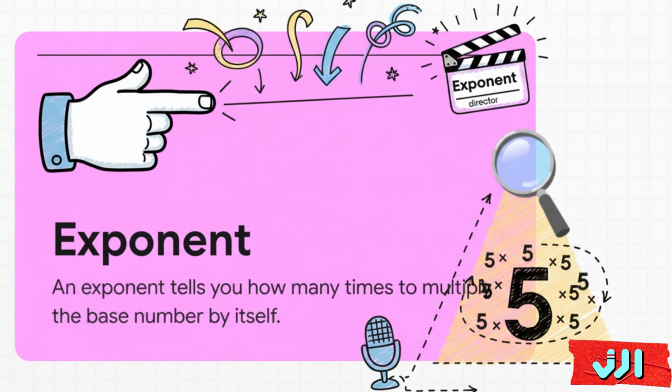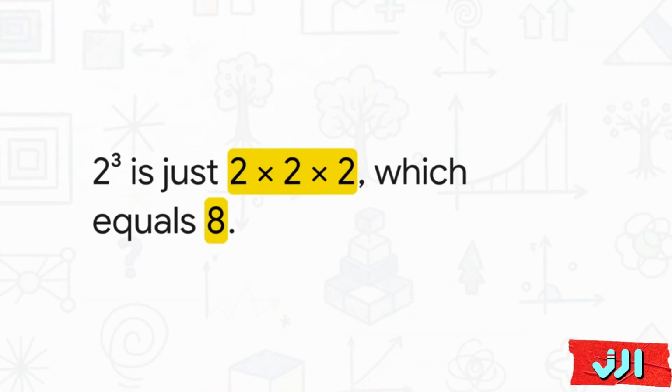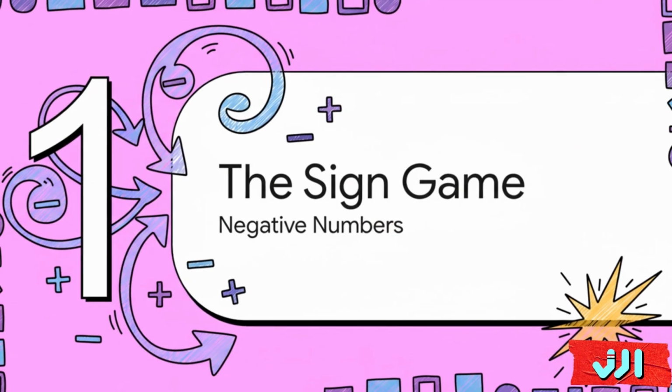Think of the exponent as the director and the base number as the star of the show. And this makes that whole abstract idea super clear. When you see 2 to the power of 3, it does not mean 2 times 3. Nope, it means you take the base, which is 2, and you multiply it by itself 3 times. So 2 times 2 is 4, and 4 times 2 is 8. Simple as that.